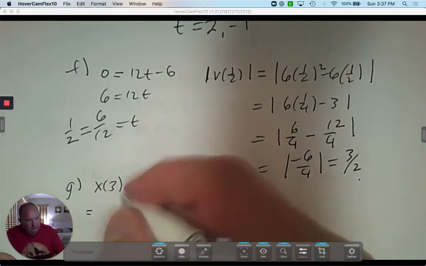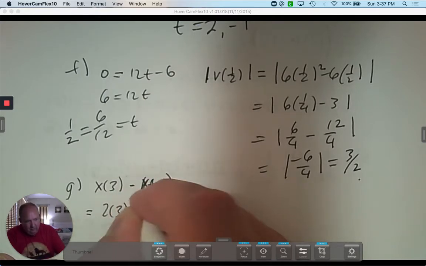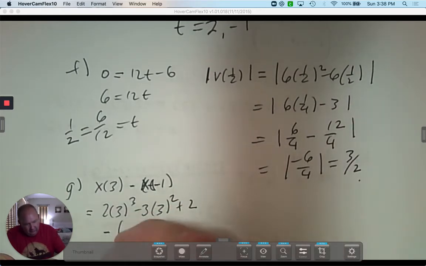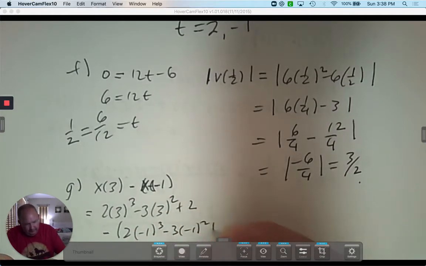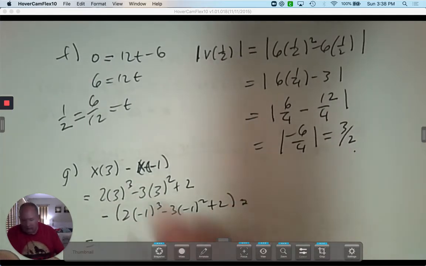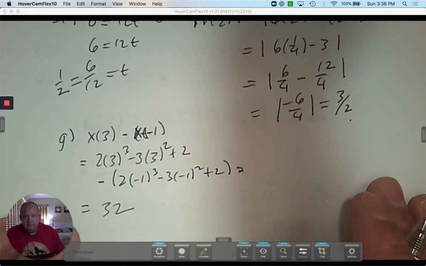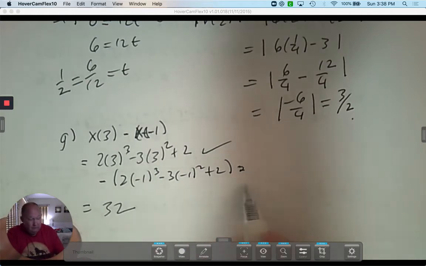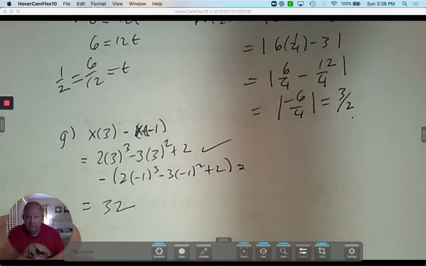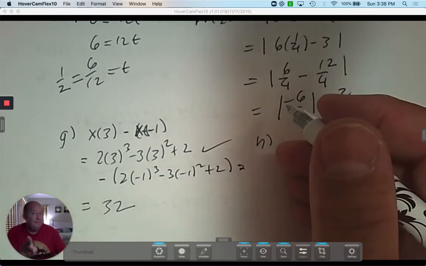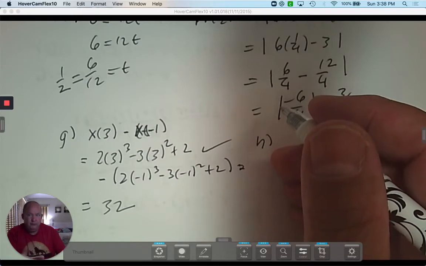So if I plug 3 in, it's 2 times 3 cubed, subtract 3 times 3 squared plus 2. And I'm going to subtract, use parentheses. I'm going to do the same thing, but with -1. And then solve it. So part G, if you did it correctly, that answer would be 32. I'm okay if you just plugged it into a calculator. Actually, this is a good answer too, right? On the AP exam, you don't have to simplify it, so you don't have to write it all the way down to 32. H, last one in this group. Find the total distance. Now, total distance is different than displacement. Do you remember the difference?